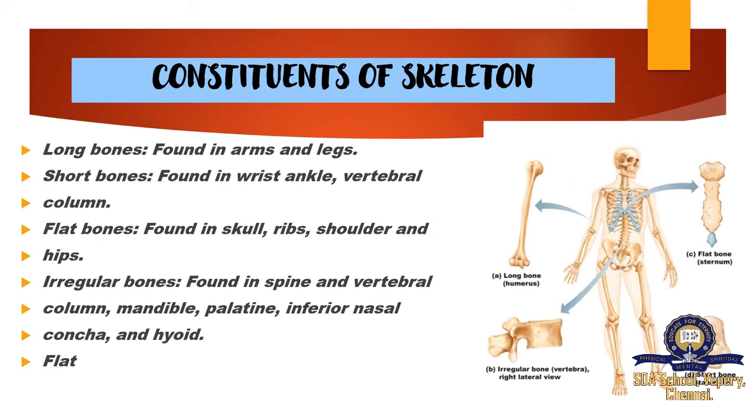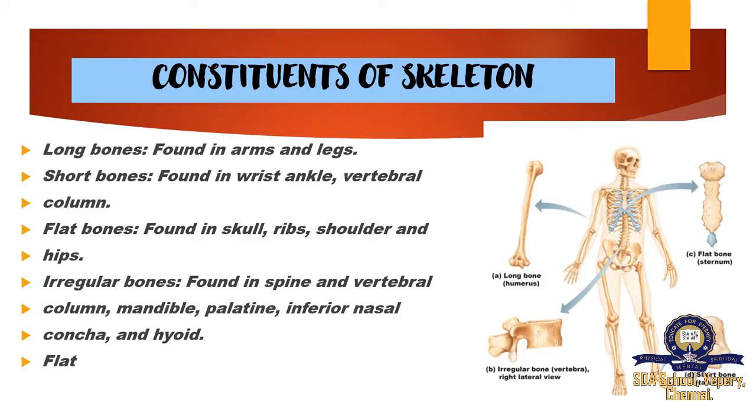Constituents of the skeleton. So what are the parts it has? Long bones. Here in this picture you can see the long bones. This is a long bone. Where is it found? In arms and legs. In our arms, above and below the shoulder we have arms, as well as in our legs. The long bones are present in our body.